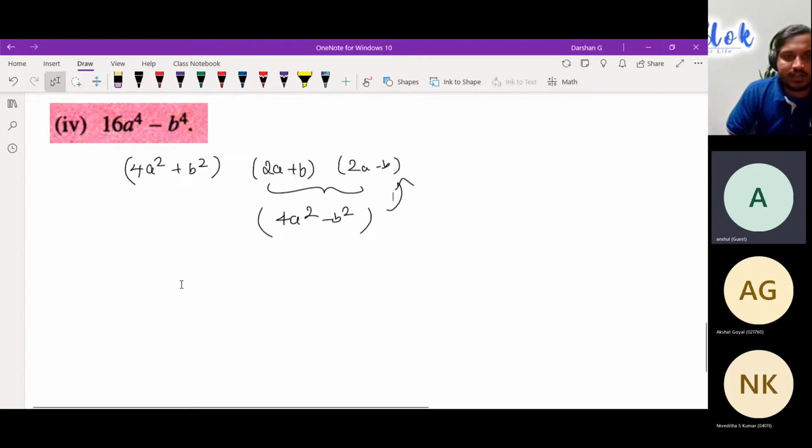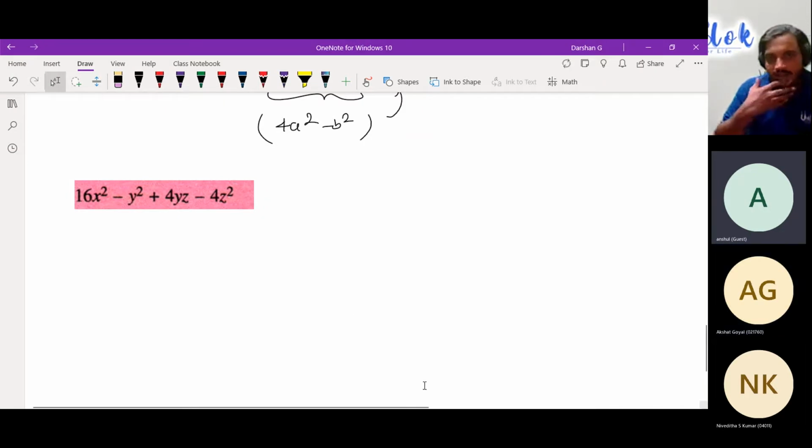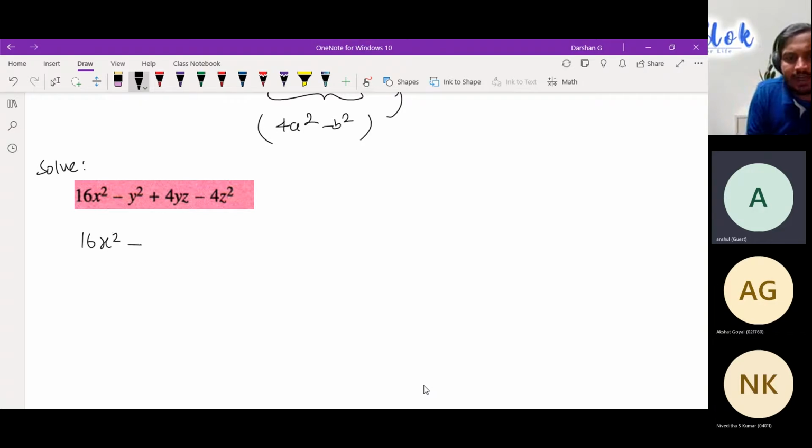Again, nothing much factorizing. It has a hidden thing inside it. We have to unfold it. That's it. So very simple to solve. 16x square. Take minus as common. So it will be 16x square minus, y square minus 4yz plus 4z square.